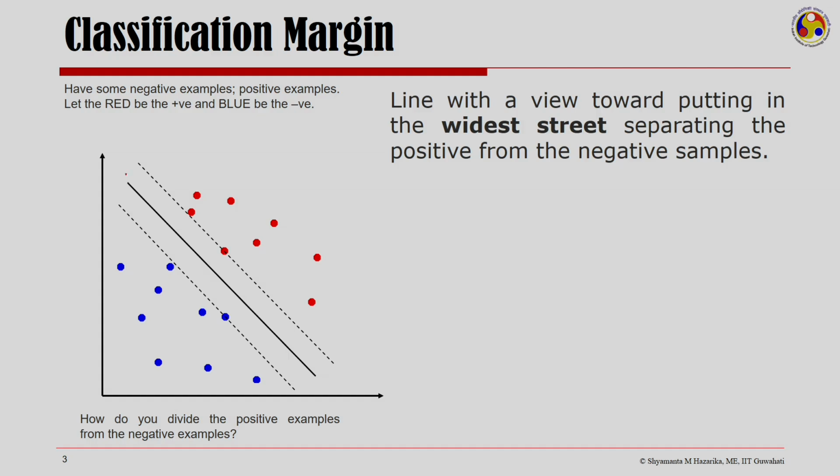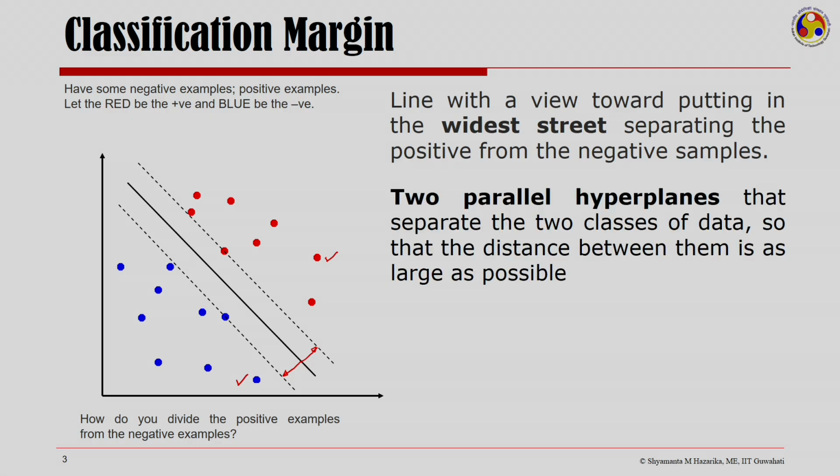So, if we are thinking of putting in a line here which separates the positives and the negatives, we want to be able to put in as large or as wide a street as possible here. Now, we are thinking of having two parallel hyperplanes that separate the two classes, and the idea is that the distance between them is as large as possible.